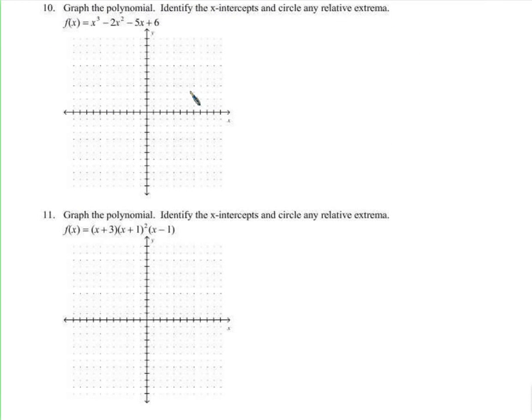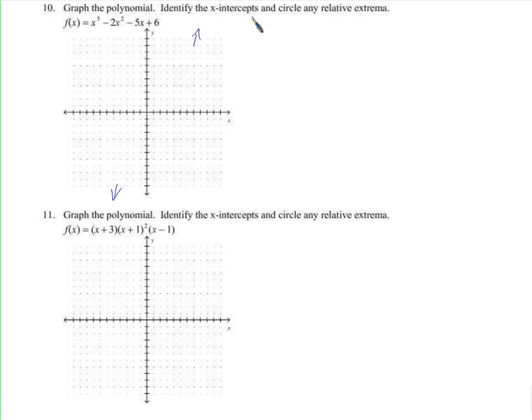Alright, we're going to graph these polynomials. Let's get some x-intercepts, some more points, check our end behavior. First off, it's a third degree with a positive leading coefficient. I know it's going to be like that. Okay, so we need to find the x-intercepts. Factor by grouping, I can quickly see doesn't work.